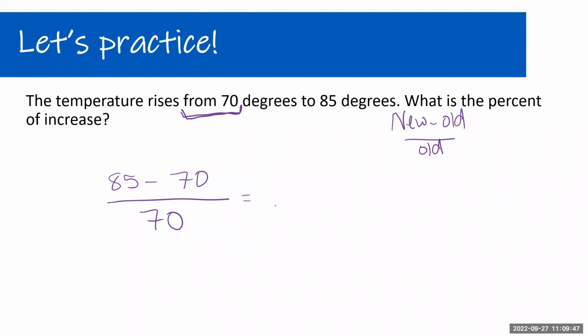And if we plug this into our calculator, we're going to see that this is 21.4%. You can plug this into your calculator all at once. Remember to use your math print for your fraction, or put these in parentheses up top. Okay, so a 21.4% increase.